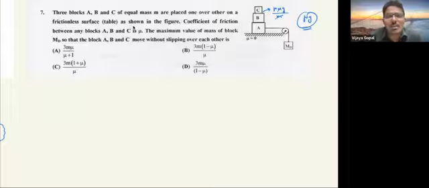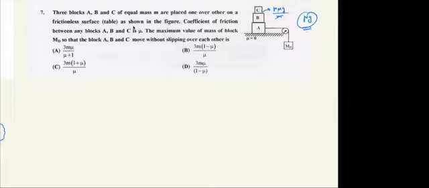So what are the blocks which are moving only because of friction? C is moving only because of friction, right, between block B and C. And B is also moving only because of friction. True, right? Yes, sir. So now C I already analyzed.